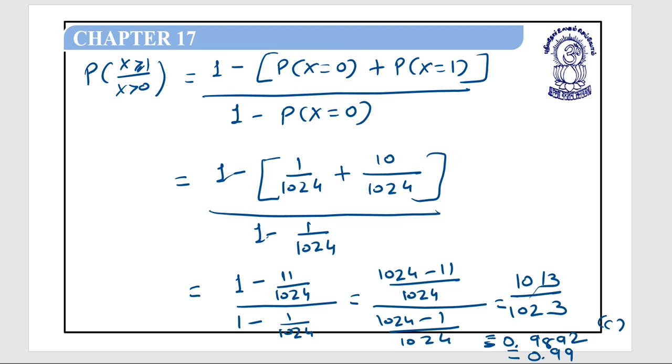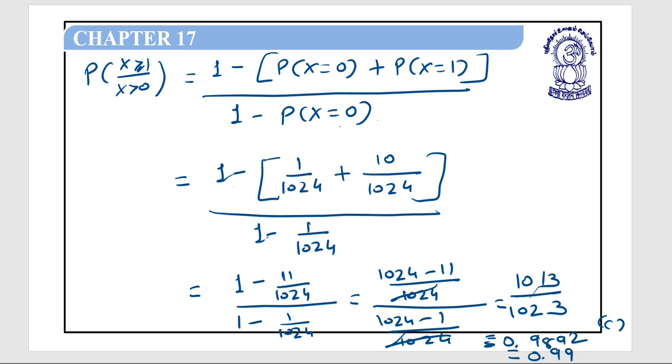Here probability of x greater than 1 given x greater than 0 is equal to 1 minus, in the bracket, probability of x is equal to 0 plus probability of x is equal to 1, and in the denominator 1 minus probability of x is equal to 0. So 1 minus, in the bracket, 1 upon 1024 plus 10 upon 1024, divided by 1 minus 1 upon 1024. So 1 minus 11 by 1024 divided by 1 minus 1 upon 1024 is equal to 1024 minus 11 by 1024 divided by 1024 minus 1 upon 1024.